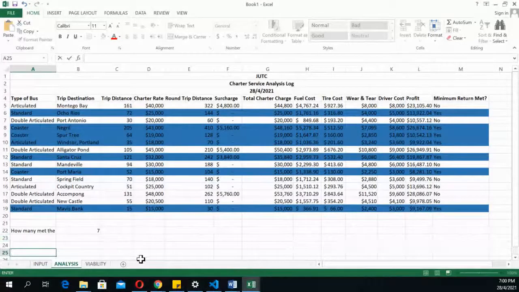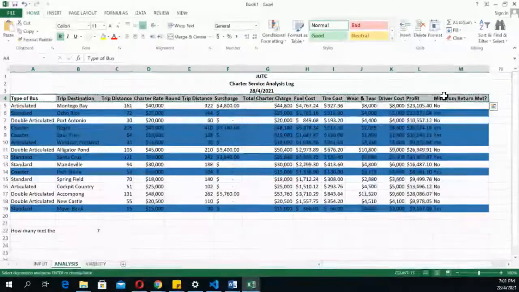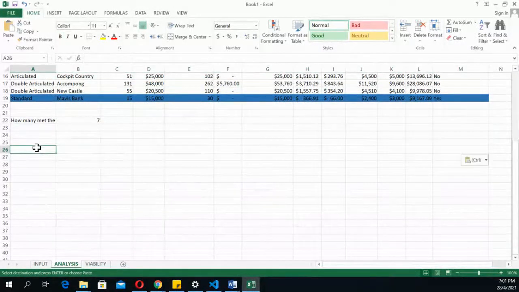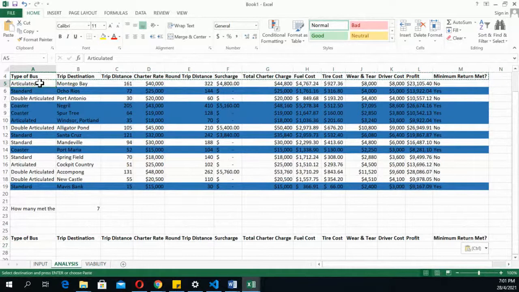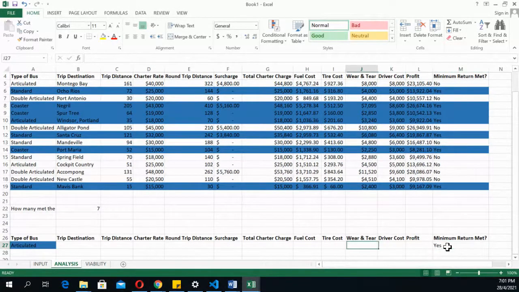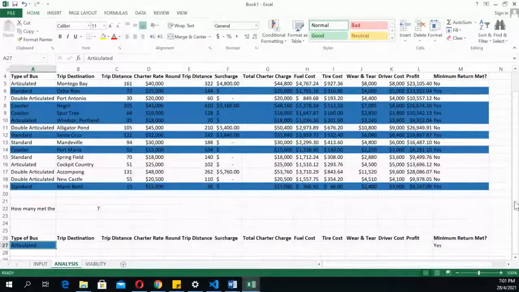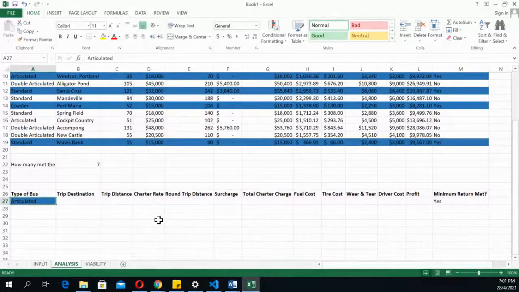All right, in order to complete that, I'm going to make it easy. To create a criteria range, I'm just going to copy the column headings and paste them somewhere here. For bus type, the first one is articulated, that's what I want. And the next condition for articulated is where the minimum requirement is met, so that is yes. Everybody following so far? Yes, sir, I'm following.